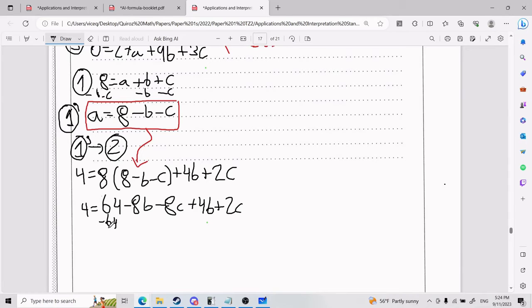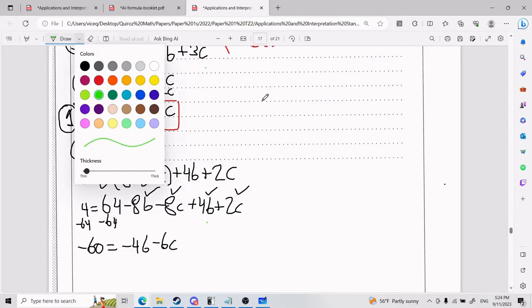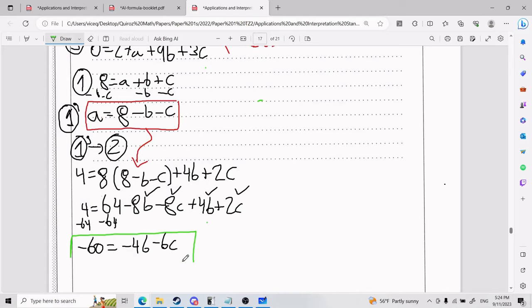I'm going to do minus 64 to both sides. I end up with minus 60 equals b with b is going to be negative 4b. C with c is going to be negative 6c. And so this right now is sort of like an equation I have.